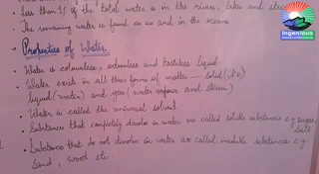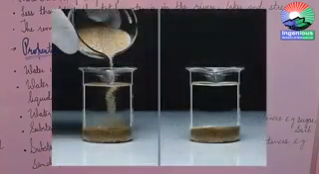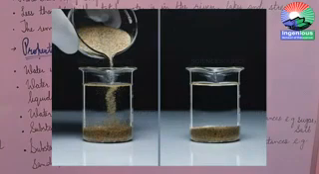Now let's talk about those substances which do not dissolve in water. For example, sand. If we take a glass of water and add a spoon of sand in it and then mix it well, will the sand get dissolved in water? No, it will not get dissolved in water. So sand is an insoluble substance, not a soluble substance, because it has not dissolved in water.